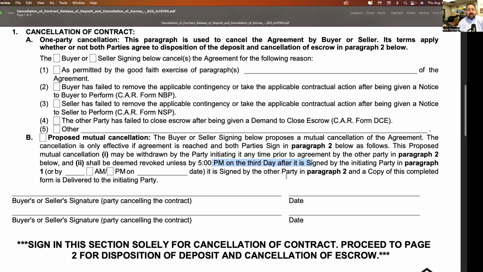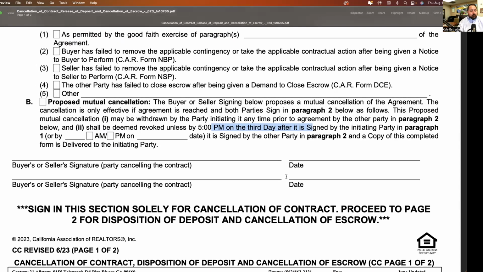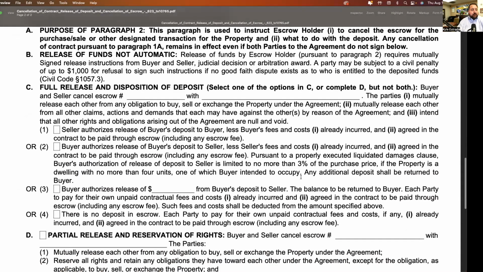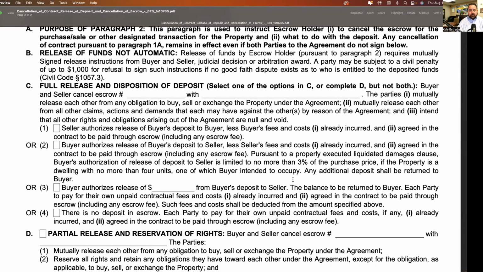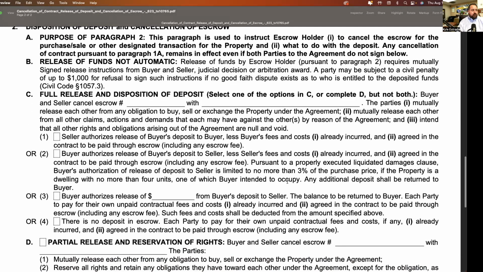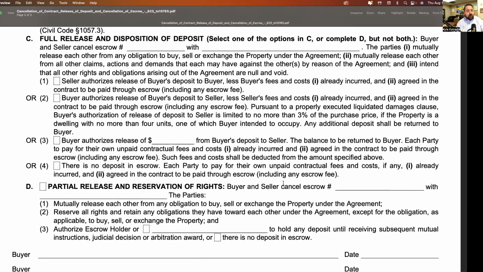Now, all this does is cancel the contract, and they added this big, bold verbiage. I think it's been there since the last revision. Sign in this section solely for cancellation of contract. Proceed to page 2 for disposition of deposit and cancellation of escrow. So it's two separate things on one form. It is me canceling the contract, which we could both agree to, and then the disposition of the deposit, which we may not agree to. So you have some choices in there, right? You can do a full release, either from the seller to the buyer or the buyer to the seller. Or a release of a certain amount from the buyer's deposit to be returned to the buyer.